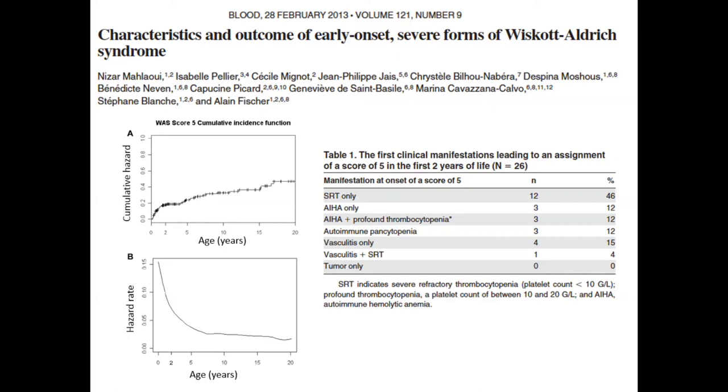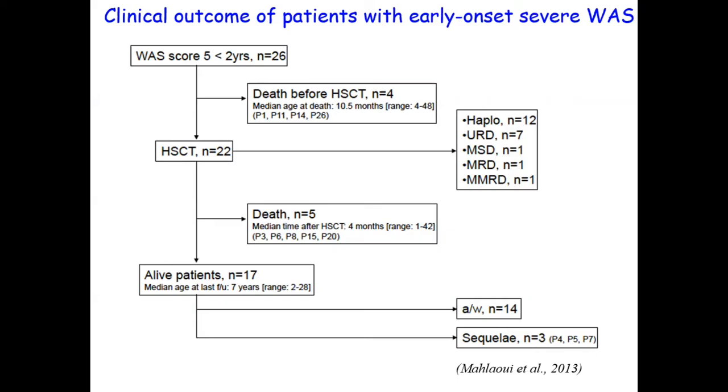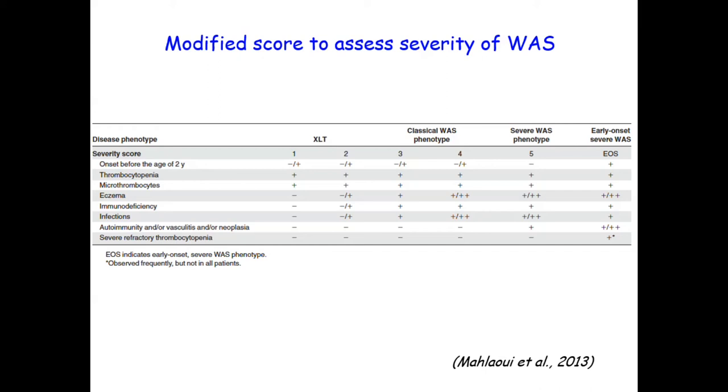So are these different than the other patients? Is this a special risk category? As shown in this cartoon, in fact, many of them did rather poorly. There were deaths prior to transplants. There were also deaths after transplantation, and there were sequelae. Based on that, they proposed to modify the Wiskott score by including this group of early onset severe Wiskott-Aldrich syndrome, where you have refractory thrombocytopenia as a key element. They identify this group of patients as also being candidates for early bone marrow transplantation, irrespective of the presence of serious infections, autoimmunity, or malignancies. This is all open for discussion, but I think they have a good point here.